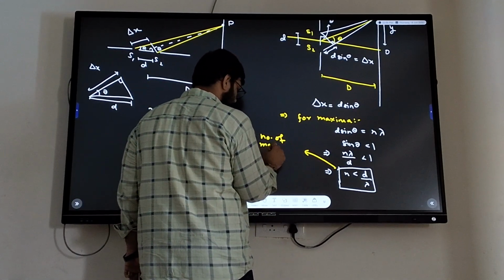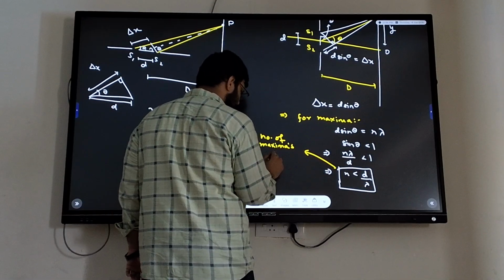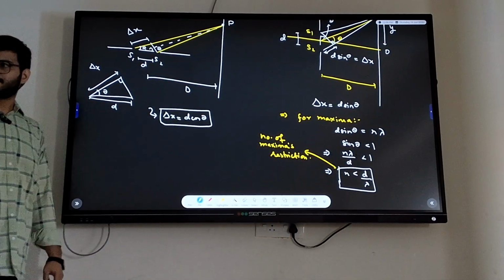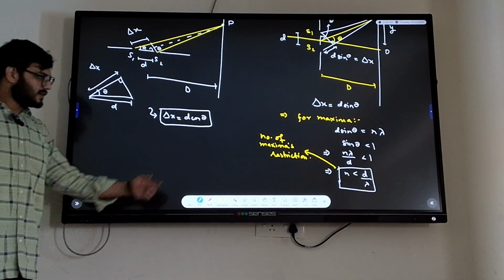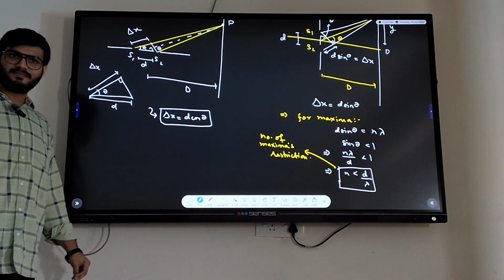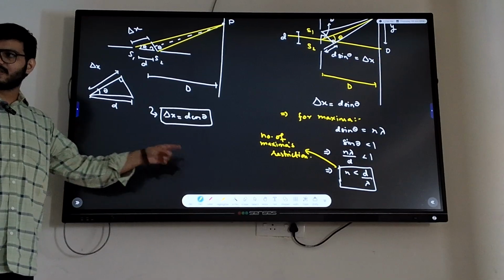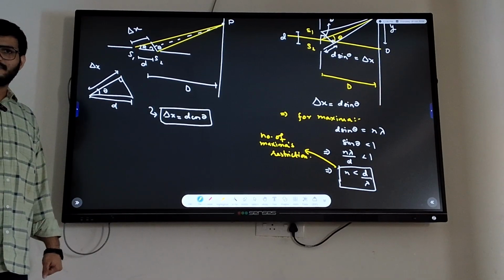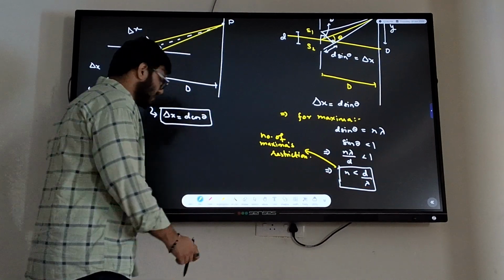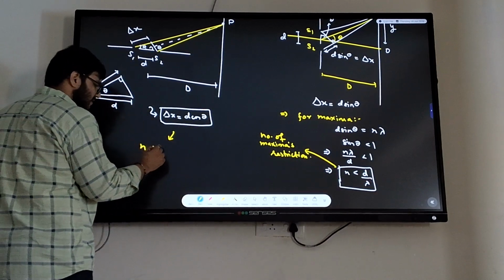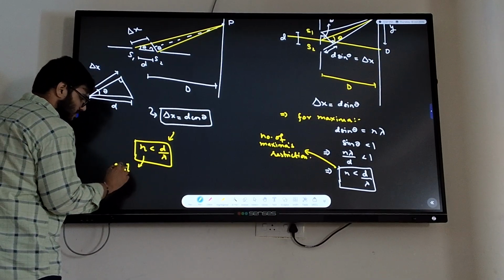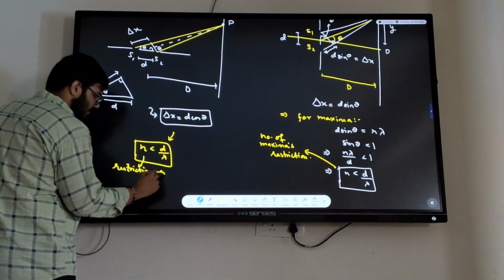Number of maximas, restriction. Do you get it? Yes? And now, what will be the condition here then? What is the max possible value of cos theta? Same one. So what should be the restriction here? Cos theta less than or equal to 1. Basically, you will get the same condition again. Yes or no? So what should be the condition then? n is less than d by lambda, and this gives me the restriction on number of maximas.